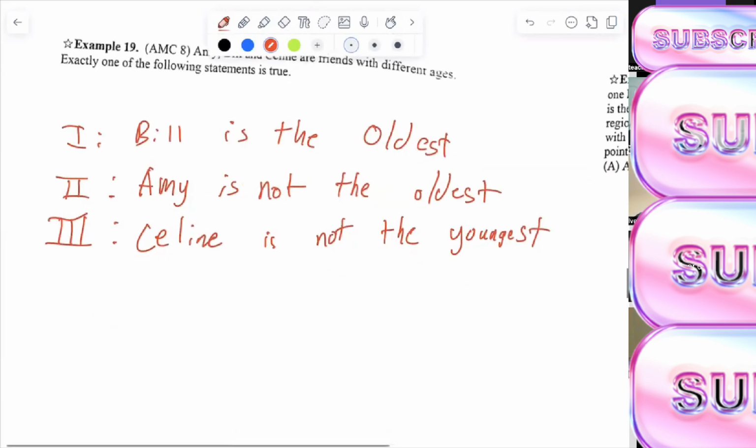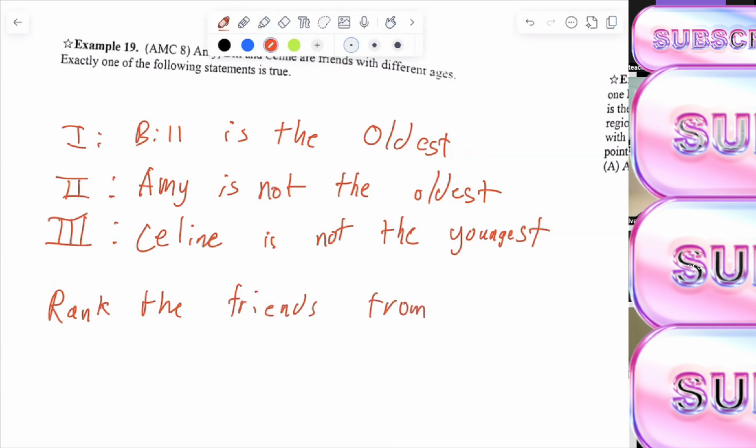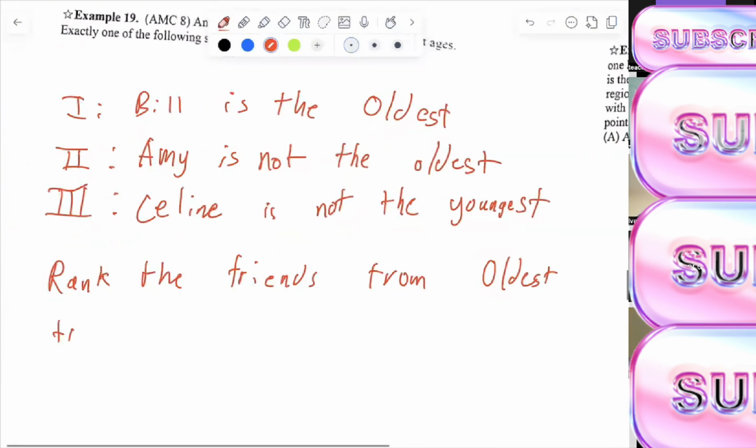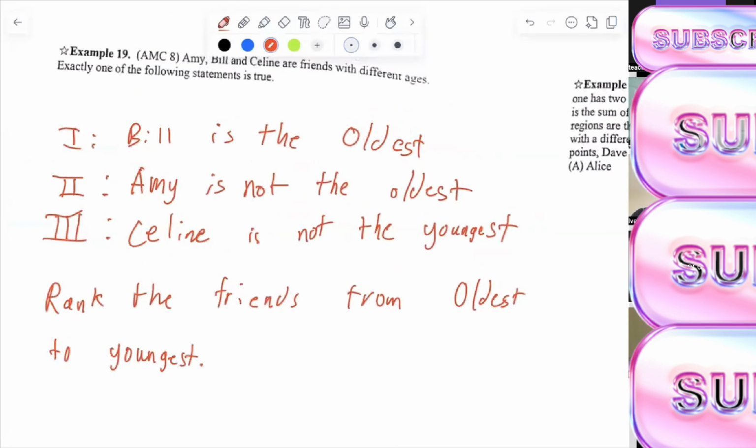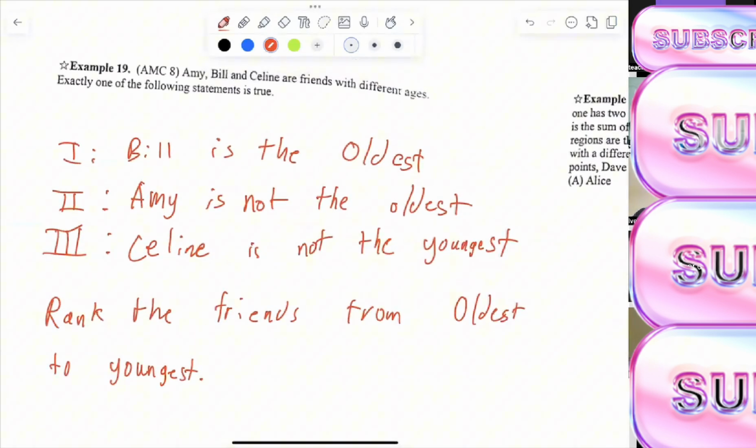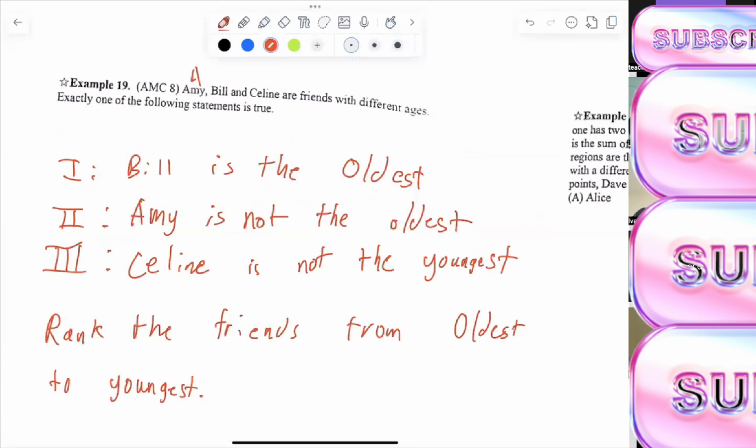And then rank the friends from oldest to youngest. Just let Amy be A, B as Bill, C as Celine to make it easier. I'll let you guys have a try and tell me your answers in chat.